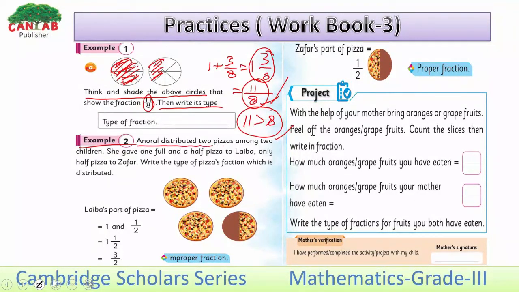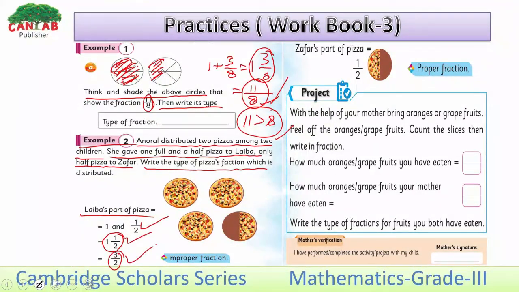Anoral distributed 2 pizzas among 2 children. She gave 1 full and a half pizza to Laiba, and only half a pizza to Zafar. Write the type of the pizza's fraction which is distributed. How much is Laiba's part of the pizza? 1 and 1/2, 1 whole 1/2. This is a mixed fraction and this is an improper fraction. Similarly, Zafar's part is 1/2. So, this is called a proper fraction.